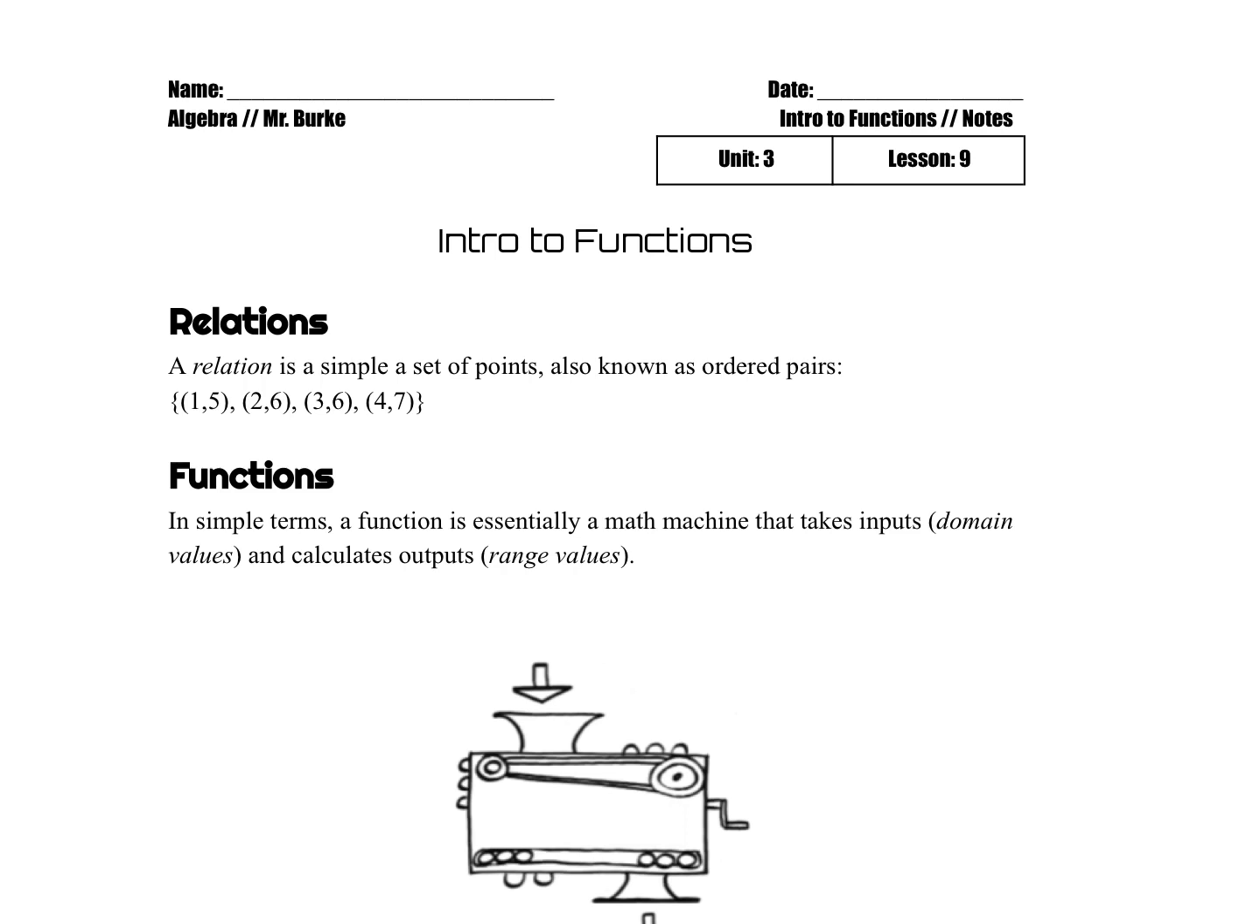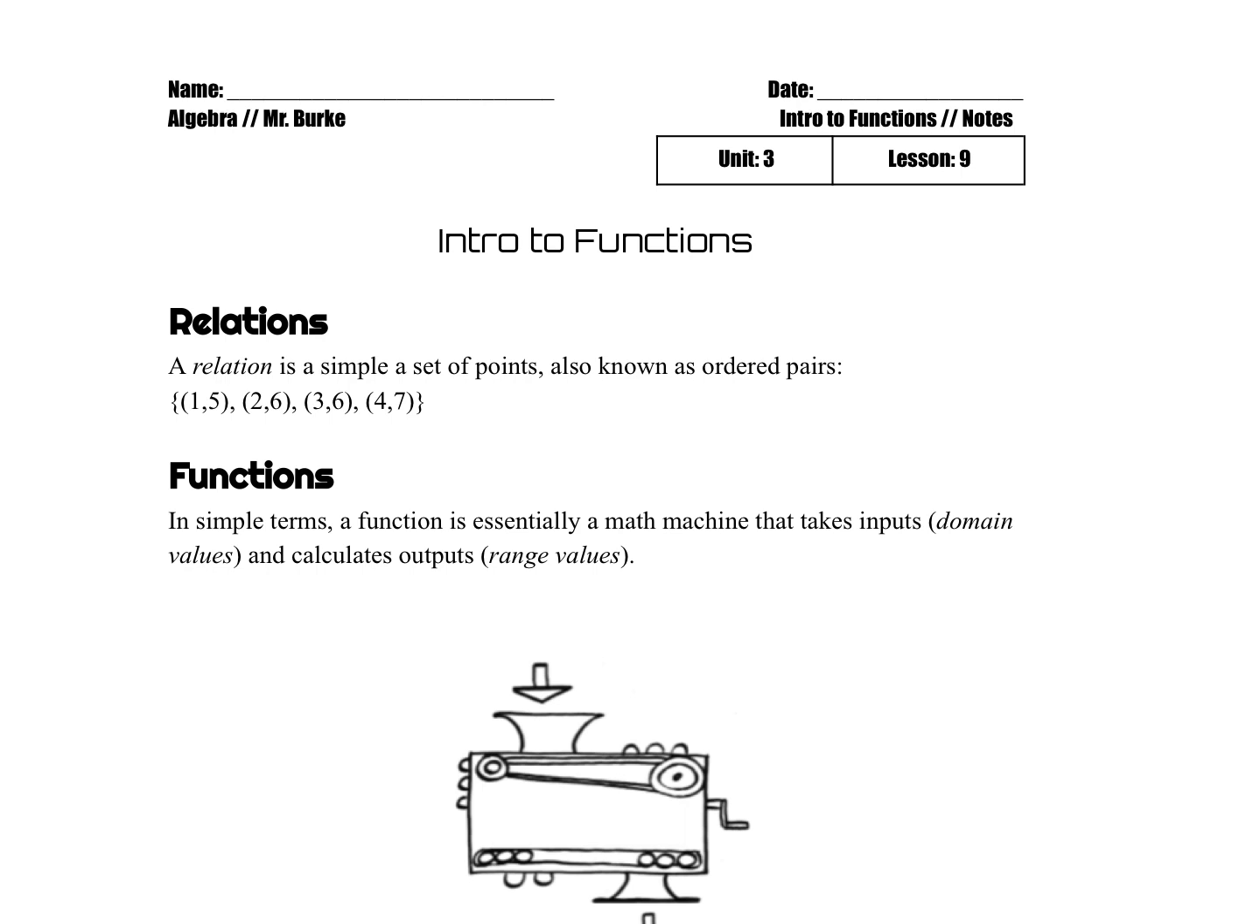All right, this is Unit 3, Lesson 9, Intro to Functions. So we are going to start by talking about a relation. It's really, really simple. A relation is simply a collection of points. All right, so like this right here. These can be called points. They can be called ordered pairs. Whatever it is, this is a relation.